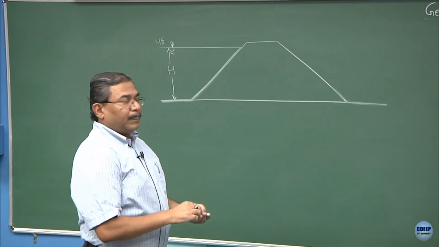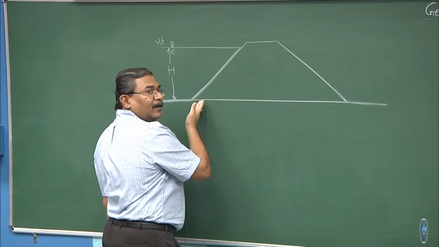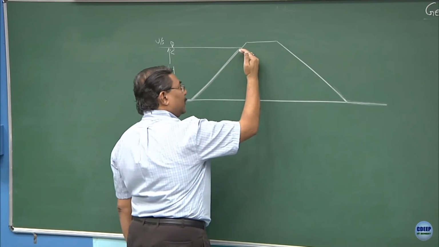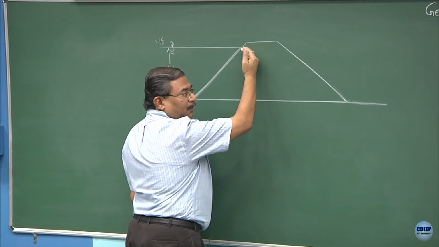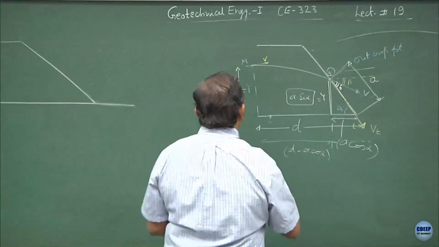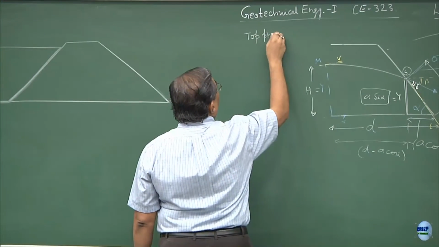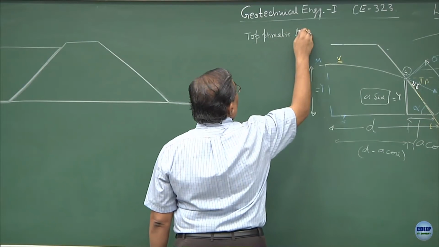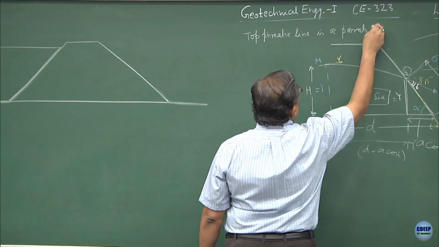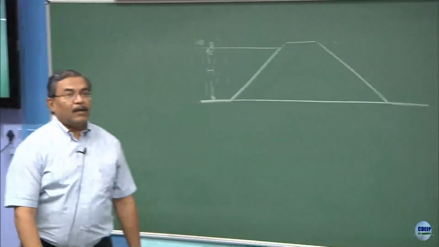Truly speaking, if this is an equipotential line, the top phreatic line should have been perpendicular to this. But what we have proven until now is that the top phreatic line is a parabolic curve. Alright. How to fit the parabola on this?